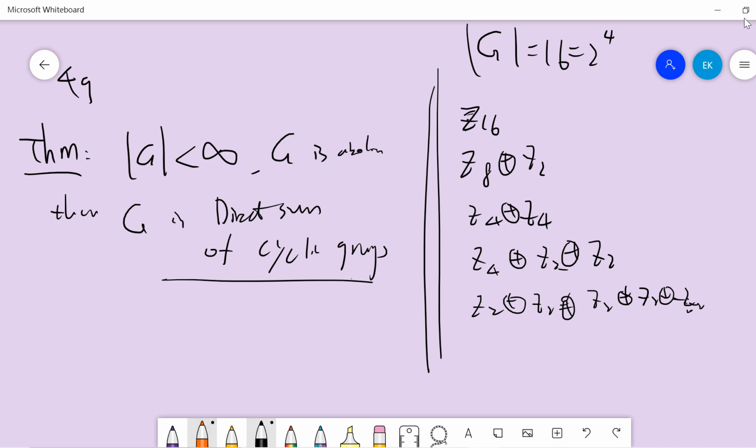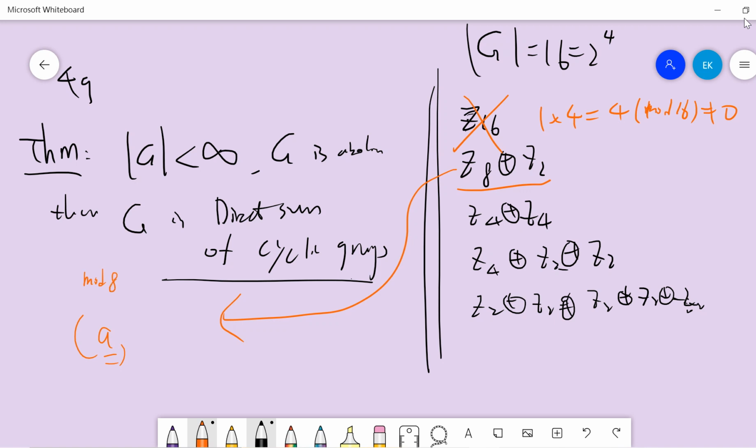So definitely Z16 is not right, because this 16 means the Sylow group of order 16. So 1 times 4 is 4 mod 16, so it's definitely not 0. And for Z8 direct sum Z2, the element inside is a, the first one, some element mod 8, and b, the second one, some element mod 2. If I multiply by 4, it becomes 4a, 4b. And 4b is 0 in mod 2, but 4a can be non-zero in mod 8. Suppose a is 1, then this is 4, and 4 is not 0 in mod 8.